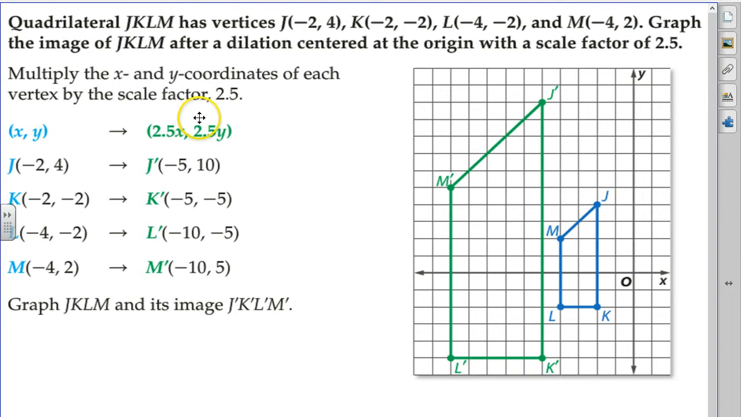So here's another quick example. I've got originally this figure here, LKMJ. Sorry, it'd be LKJM if I said it that way. And I want it to be 2.5 times as big. So what I have to do is multiply all the x and y values by 2.5. So negative 2 times 2.5, 4 times 2.5, and so on. And you can see in the end what I end up getting is LK was 2. Well, 2.5 times 2 is 5, and L prime K prime is 5 for length. So again, all you have to do is just multiply that x and y value by the scale factor, and that gives you your lengths.